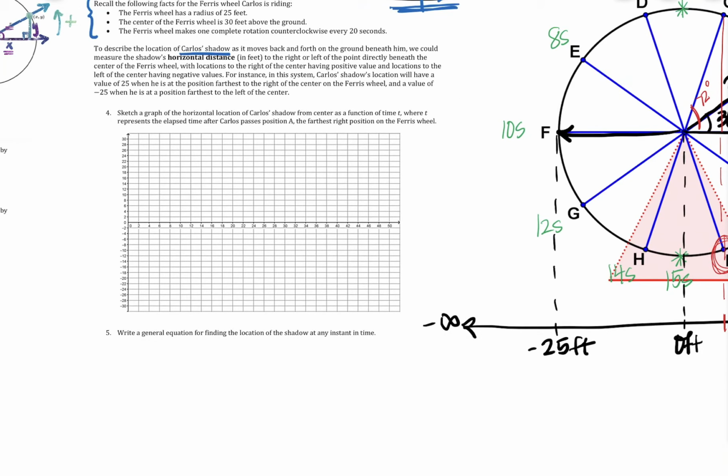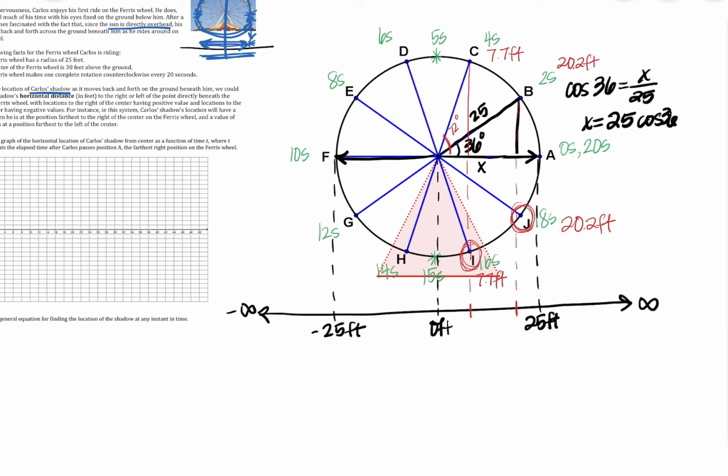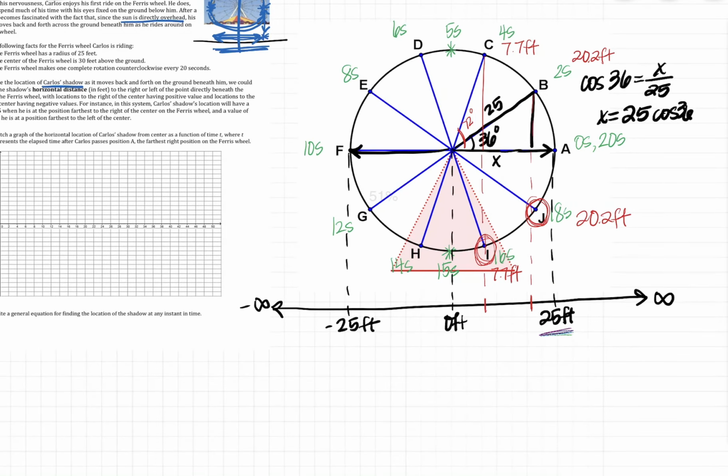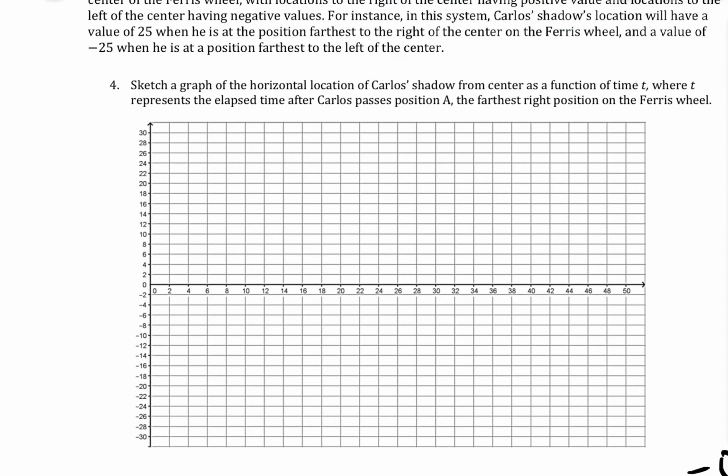This time, we truly are starting at a different point. If I look at position A, we're no longer starting at a height of 30 feet off the ground. We're starting at 25 feet away from the center. So when we go to graph that, we're starting at 25. Well, 20 seconds later, we're right back where we started. And our second rotation of the wheel, 40 seconds, we're right back where we started. You fill in the points in between.